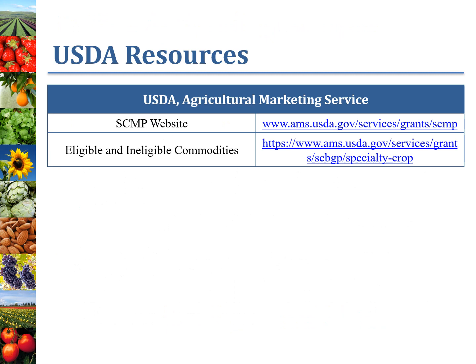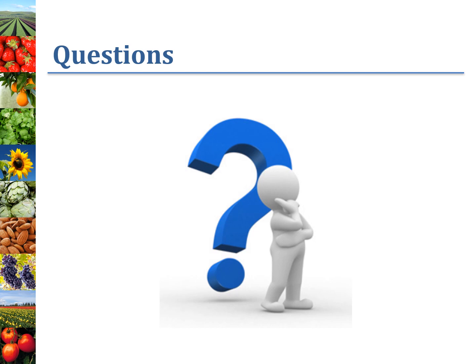The last slide we'll share are the USDA resources. The SCMP website is where you can find the RFA and get more information about the program overall. You can also find the eligible and ineligible commodity list. This concludes our presentation. Before we begin with questions, please note that since CDFA acts as a pass-through for this program, there may be some questions we'll need assistance from USDA to answer.